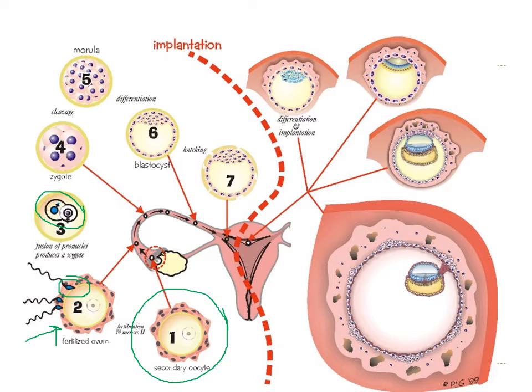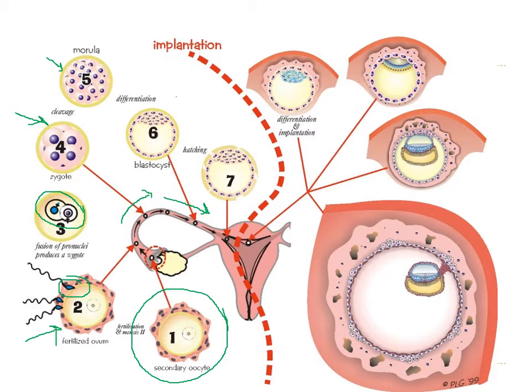zygote. That zygote is then going to undergo mitosis, and so here, right, we have 4 cells, and here we have lots of cells, and it just forms these balls of cells. And during this entire process, it's being wafted down through the fallopian tube toward the uterus.